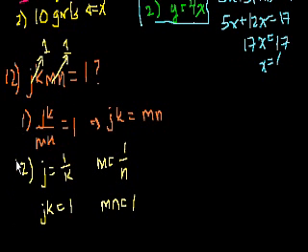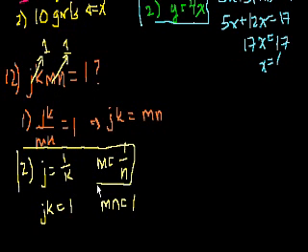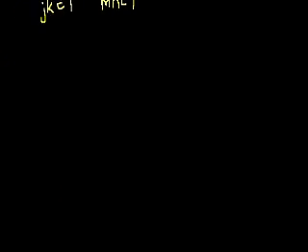So using just the information in statement 2, we were able to verify that J times K times M times N is equal to 1. So this is all we needed. And statement 1 was fairly useless. So that is B. Statement 2 alone is sufficient. Statement 1 alone is not sufficient. Let's do problem number 13.